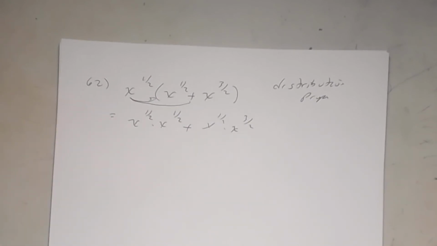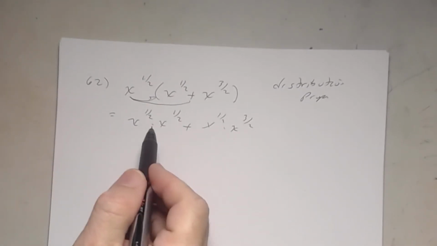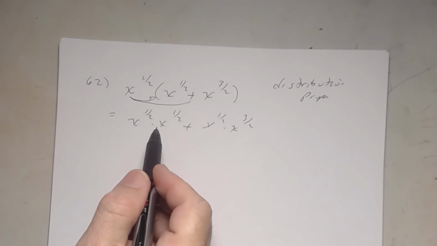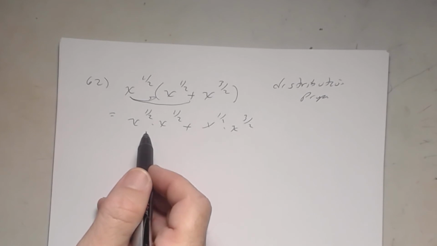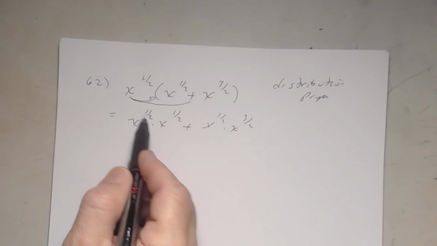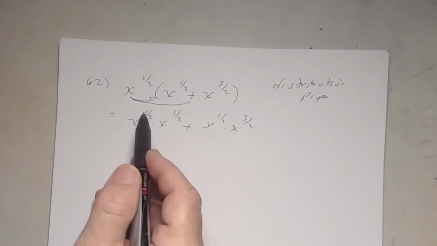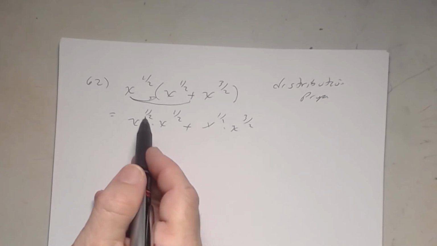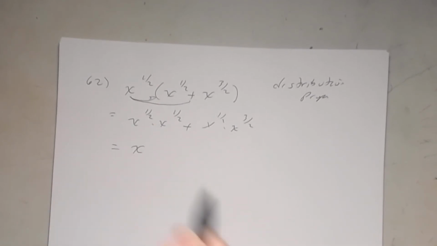Now, so I used the distributive property. What's the next rule that I use? It starts with a P. Product. Product rule. When you multiply like bases, we add the exponents. So instead of saying 1/2 times 1/2 like he said, he should have said 1/2 plus 1/2. It's a 1. So just x.